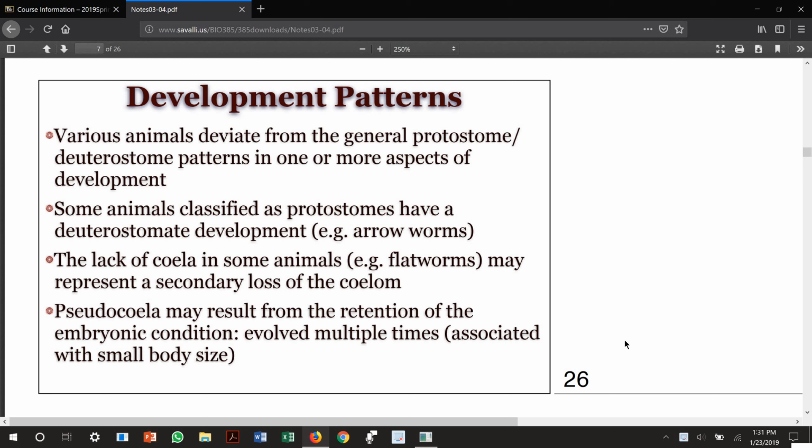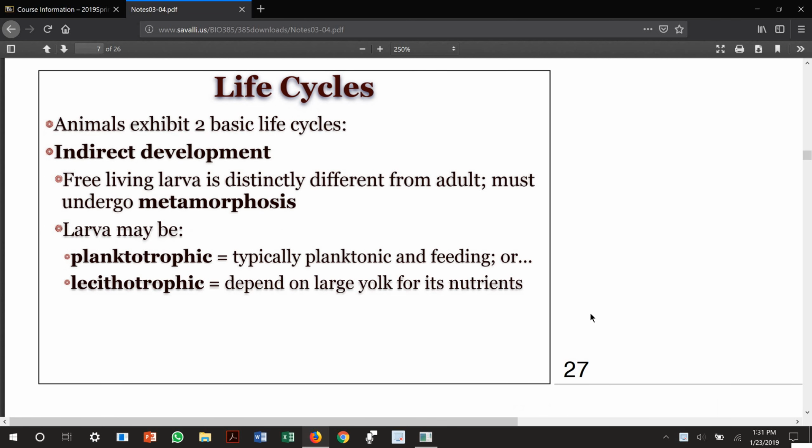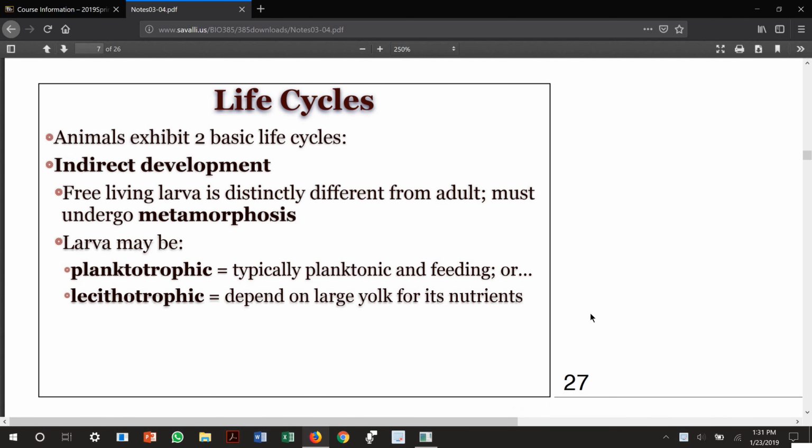Okay. All right. So what about beyond your basic early development? Beyond early development, then we can get into the kinds of life cycles that animals exhibit. And again, you can have two different life cycles, direct versus indirect development. So in indirect development, you basically form a larva that is distinctly different from adults.